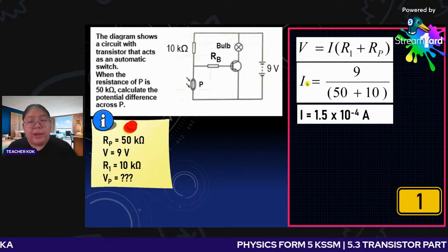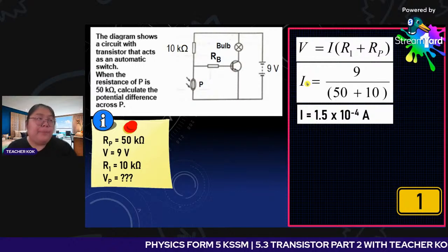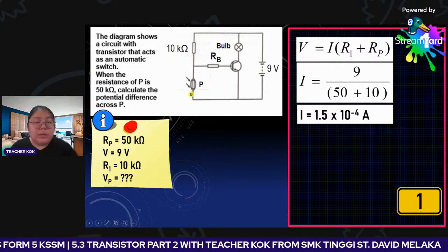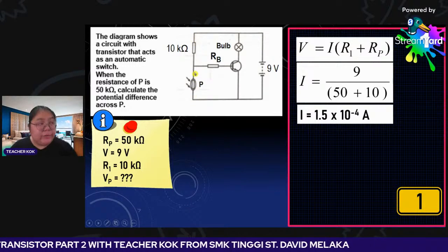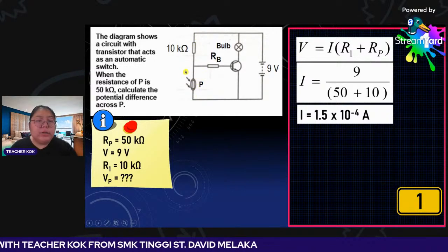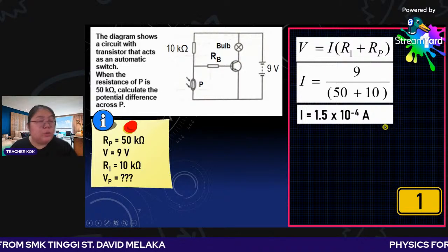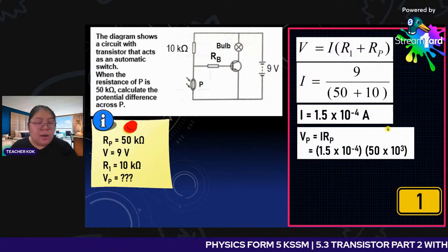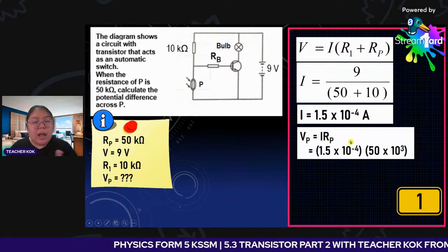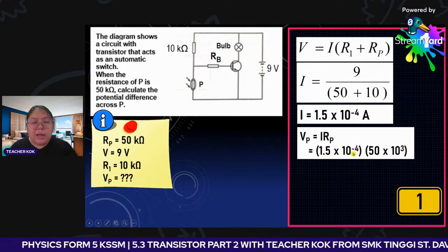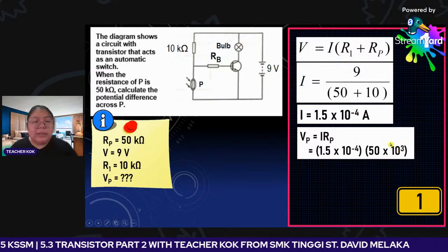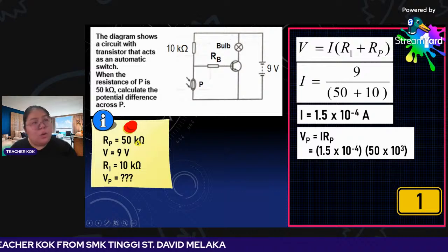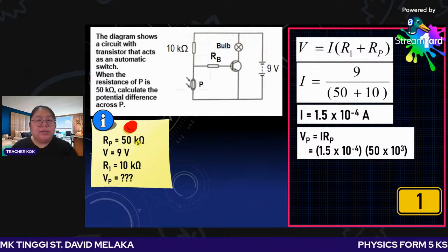The current is 1.5 times 10 to the power negative 4 ampere. After I find the current, I can find VP. Because this is a series circuit, the current is the same, so the current going through P is also 1.5 times 10 to the power negative 4. Using the formula V equals IR, VP equals I times RP, so 1.5 times 10 to the power negative 4 multiplied by RP, which is 50 kilo ohm. So how much is the answer?